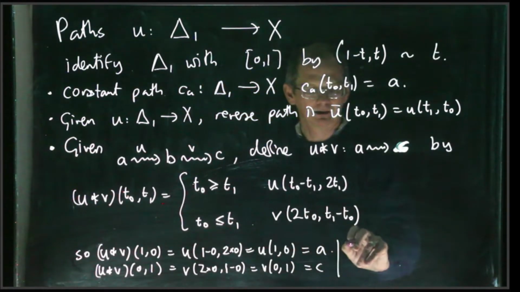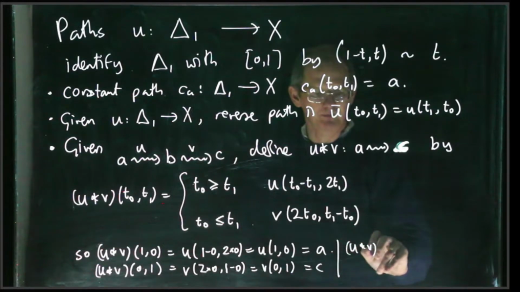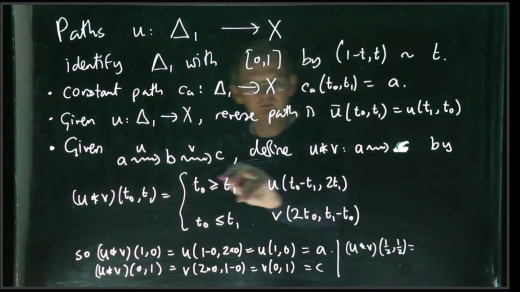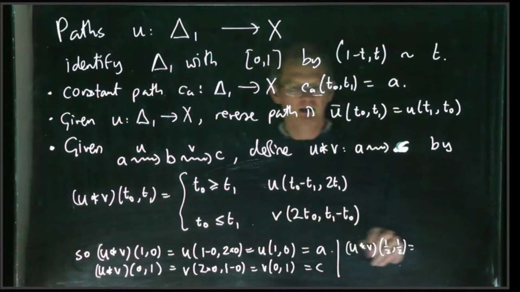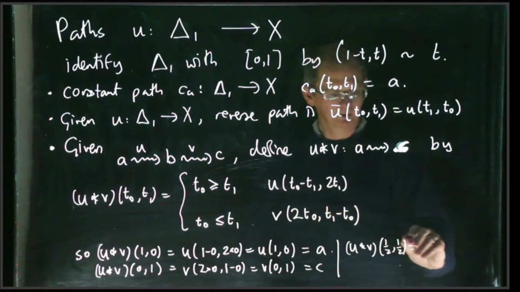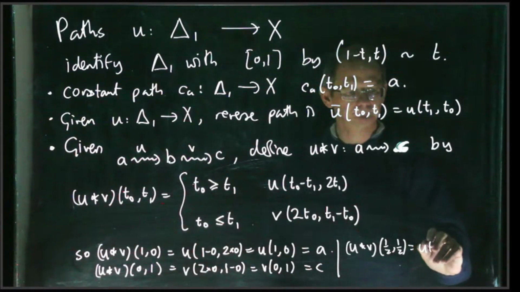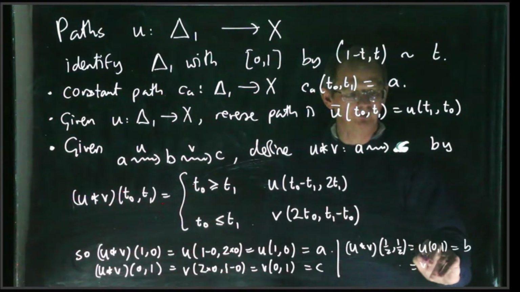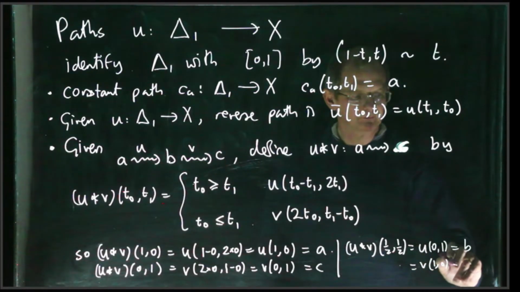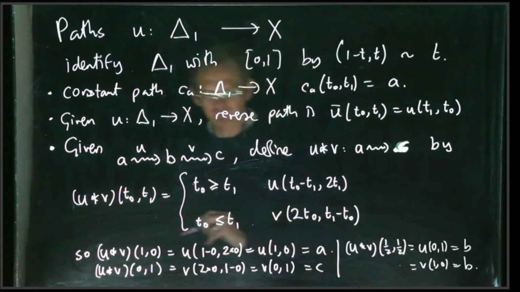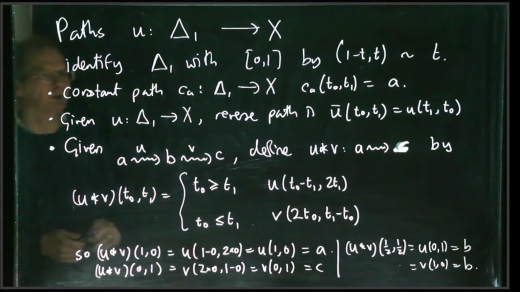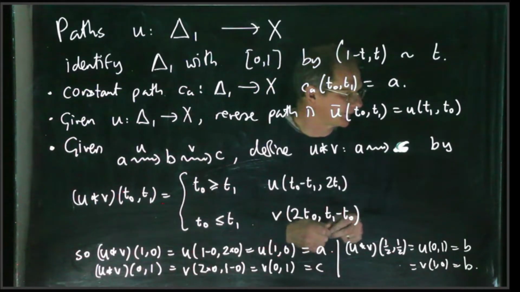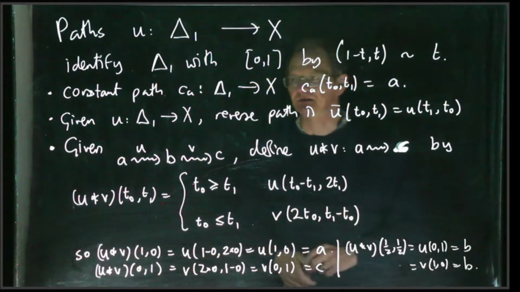And U star V of the midpoint, (a half, a half). Using either of these clauses, you're going to get U(0, 1), which is B, or V(1, 0), which is also B. So it all fits together. This is the correct way to express the path join and the path reversal operations and constant paths in terms of the one simplex instead of the unit interval.